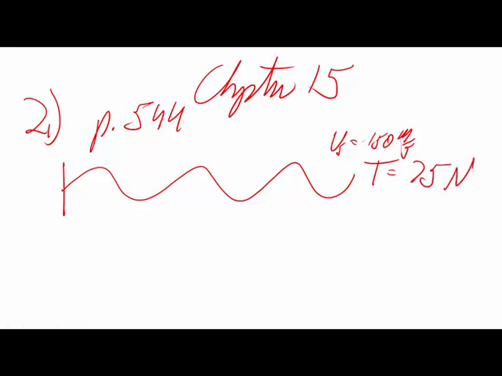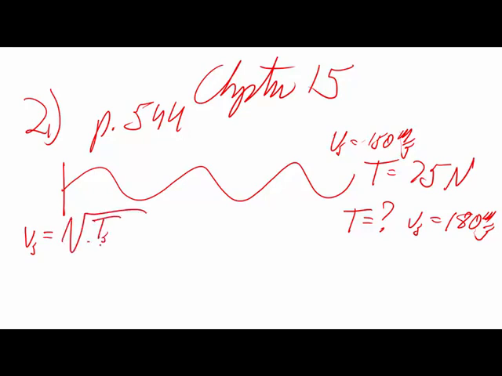What tension will give us a speed of 180 meters per second? So we want to know what tension will give a speed of 180 meters per second. If we look at equation 15.2, we know that the speed on a string is equal to the square root of the tension of the string divided by the linear mass density of the string, and that's all under the radical, okay?